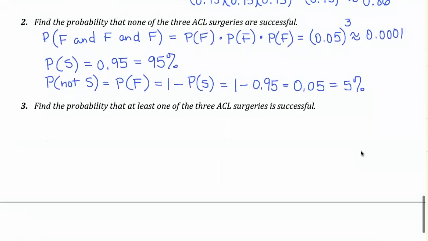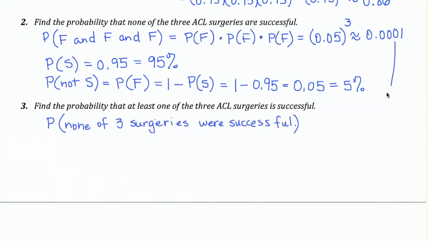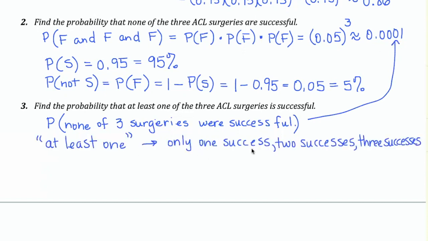Now, find the probability that at least one of the 3 surgeries is successful. Okay. Well, in the last example, we found the probability that none of the surgeries were successful. That's the number that we found here. At least one means either there was only one success, or there could be two successes, or there could be three successes. So we need to count all of those.